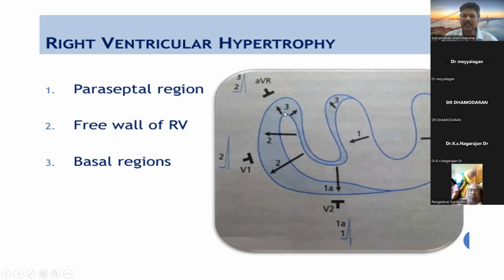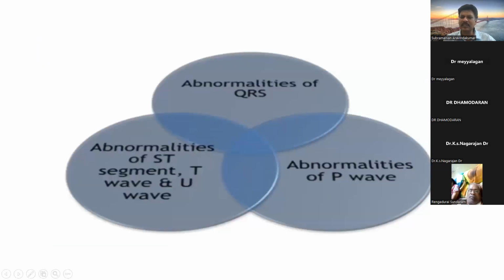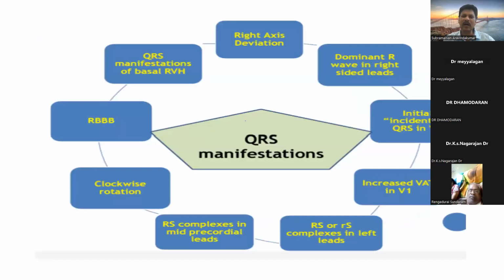So accordingly, the ECG will change. You can see the right free wall activation. This will cause a tall R wave. Second activation, tall R wave in the right precordial leads. Right paraseptal wall, tall R wave in the RS complex, again in the right precordial leads. The final basal region activation will cause the RS complex in V1 to V6. Now I will show you abnormalities of the QRS complex, abnormalities of the ST segment, and abnormality of the P wave. This is the same as your LVH, you have to look into the RVH as well.